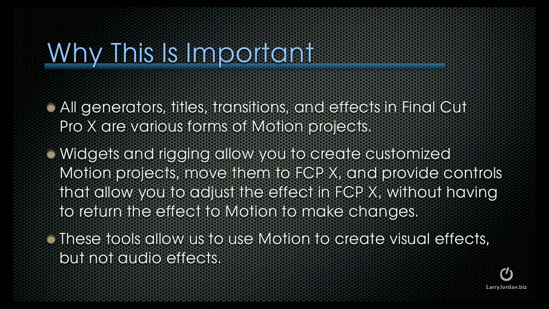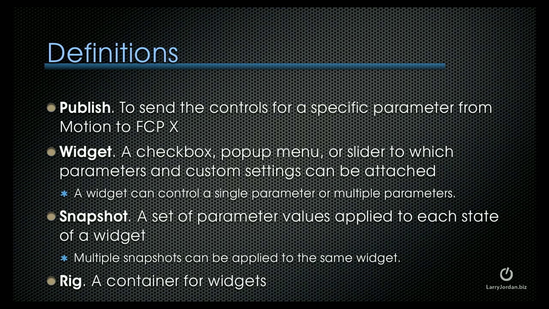Widgets and rigging allow you to create customized Motion projects, move them to Final Cut Pro 10, and provide controls that allow you to adjust the effect in Final Cut 10 without having to return the effect to Motion to make changes. These tools allow us to use Motion to create visual effects, but not audio effects. And that's because Motion provides containers for video that can be shared between Motion and Final Cut, but it doesn't provide containers for audio. The definition of publish means to send the controls for a specific parameter from Motion to Final Cut Pro 10. This sends the entire contents of the control.